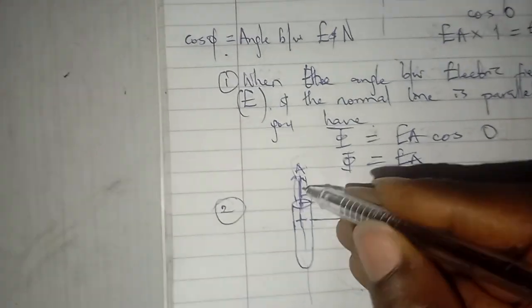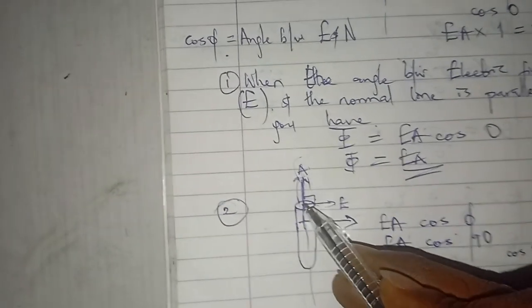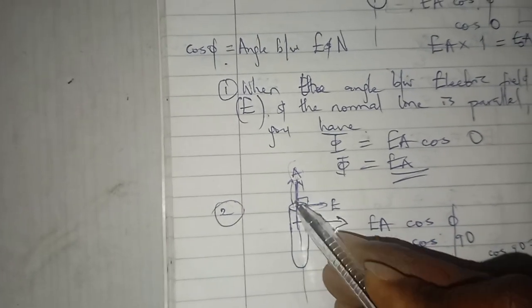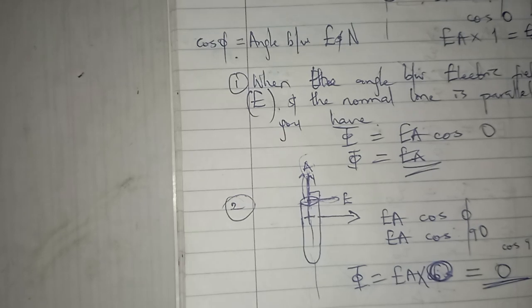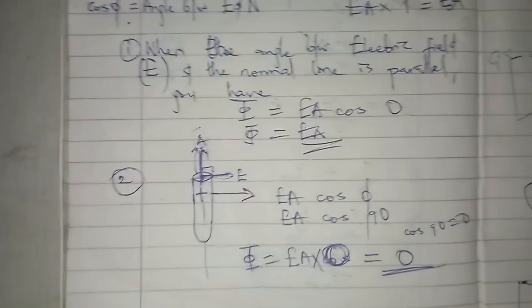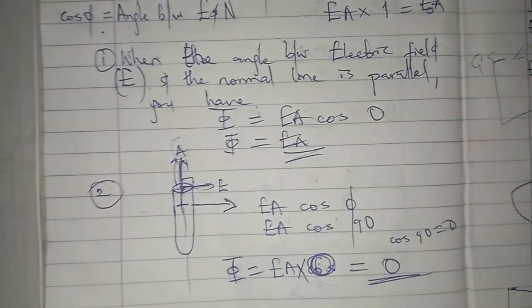So there will be no electric flux. So electric flux here will be nothing. There will be no electric flux on the surface of this cylinder. That's why you see us doing an example where we say that there will be no electric flux on the surface of a cylinder. Go and watch my videos on electric flux introduction. You see how I explain this using a cylindrical cup.